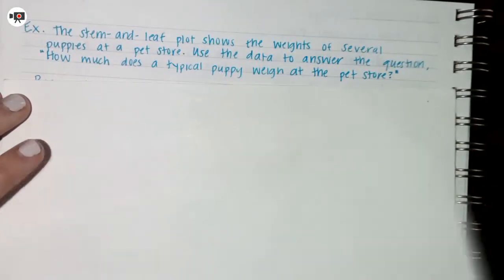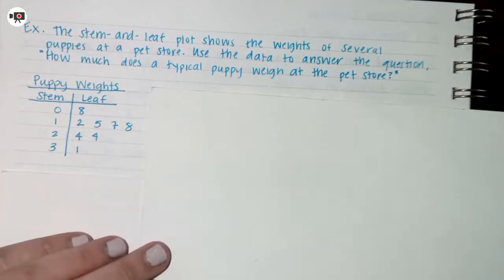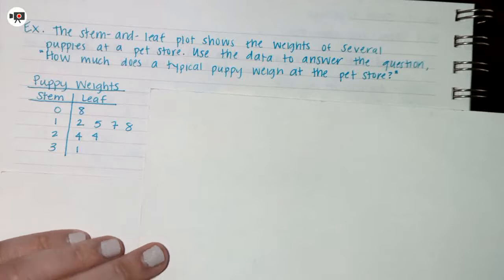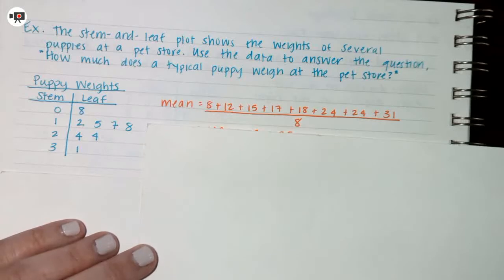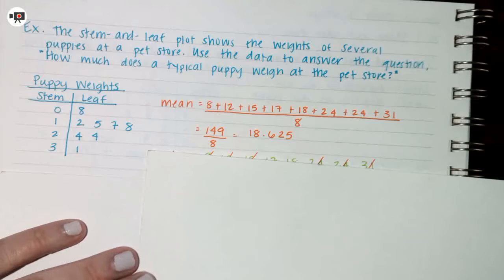The stem and leaf plot shows the weights of several puppies at a pet store. Use the data to answer the question, how much does a typical puppy weigh at the pet store? So we can see all of these different things, and to know what is typical, we're going to use the mean, median, and mode, and then decide which one suits this data set best. So to find the mean, we add up all the data numbers and divide by how many there are. Add them all together, we get 149 divided by 8, which is 18.625.